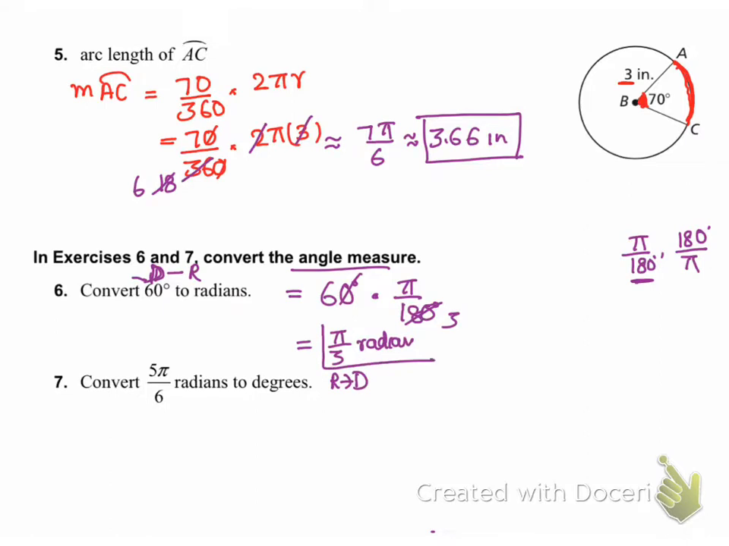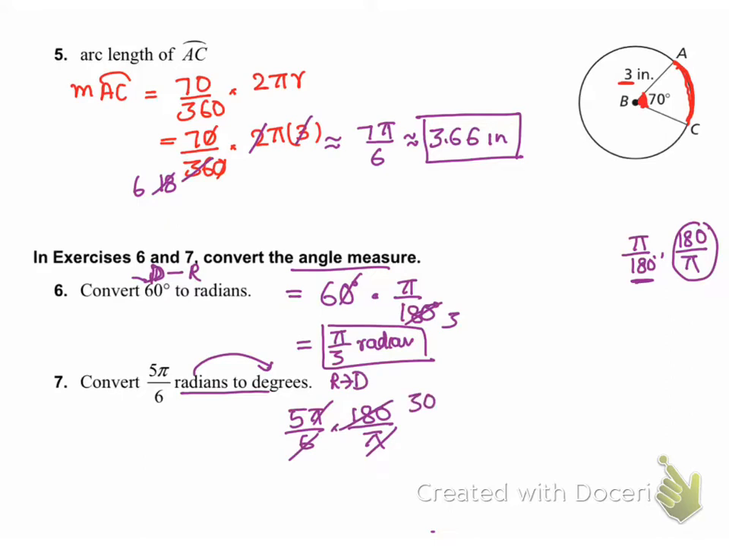Now if you have to convert radians to degrees, convert 5 pi over 6 radians to degrees, radians has to be on the bottom, so I'm going to take this one. 5 pi over 6 times 180 over pi. Now cross cancel, pi gone. 6 times 30 is 180, and 5 times 30 is 150 degrees.